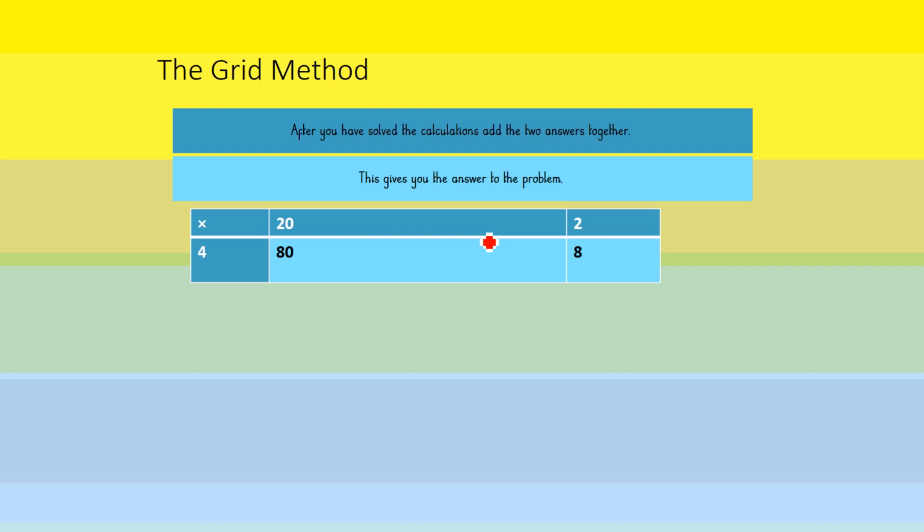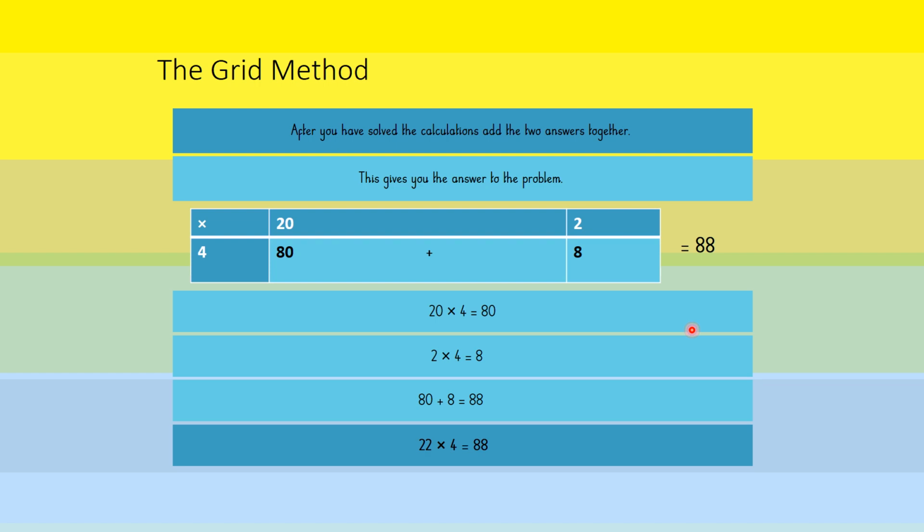After you have solved the calculations, you need to add the 2 answers together. What we mean by the 2 answers are these ones here: 20 multiplied by 4 is 80, and 4 times 2 is 8. You're going to add them together, and that gives you the answer to the problem. So 20 times 4 equals 80. 2 times 4 equals 8. Add them both together: 80 plus 8 equals 88. So 22 times 4 equals 88.